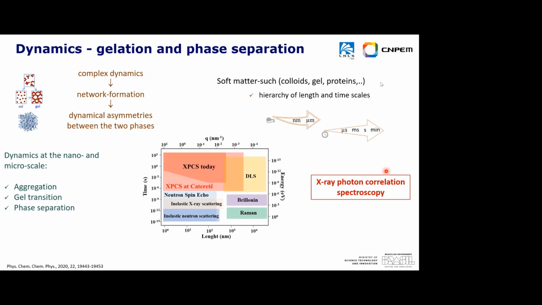And comparing with other techniques that allow us to study dynamics, XPCS is very close to dynamic light scattering. So anyone who has worked with DLS, it's very similar. The difference is that by using X-rays instead of visible light, we have some advantages. We are not limited to transparent samples. We can have colored samples, opaque, even gels. And also using XPCS, we can cover a different length scale.